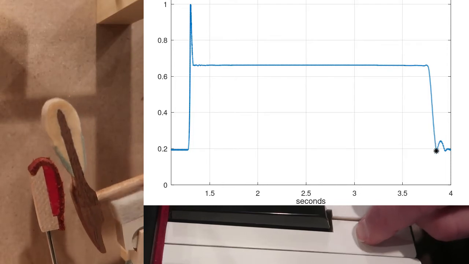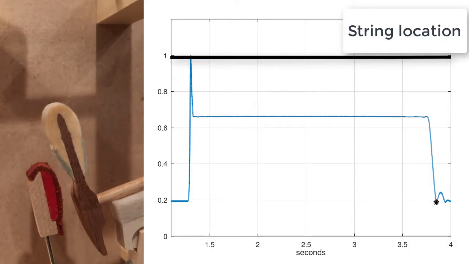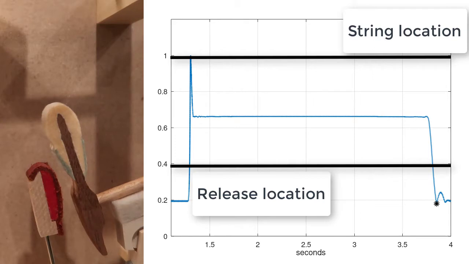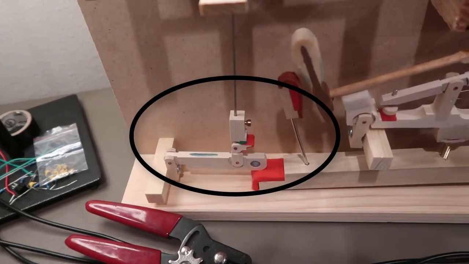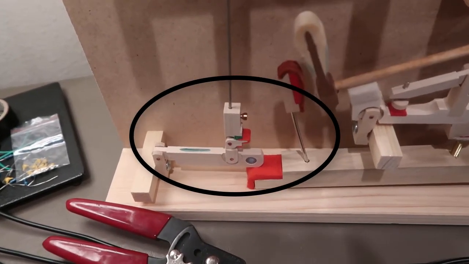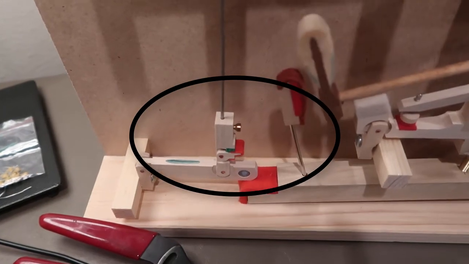So there are two thresholds needed for my algorithm. One is the string location and the other is an estimate of the damper release. And then I also need to compute the velocity of the hammer. Actually, I should build a sensor for here to get the release location, but that's for a future project.